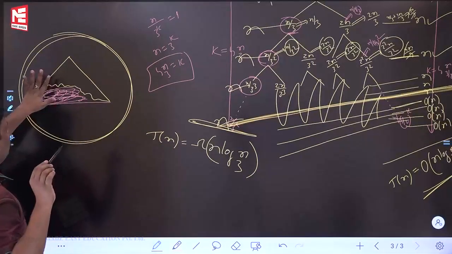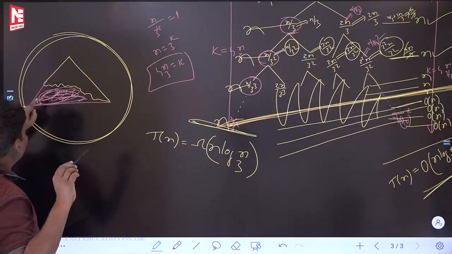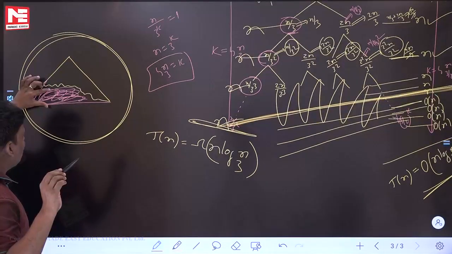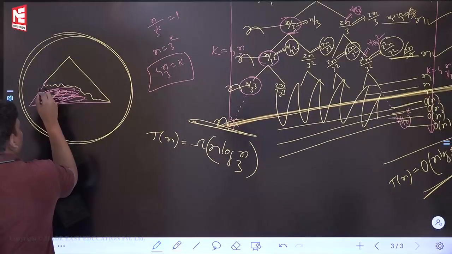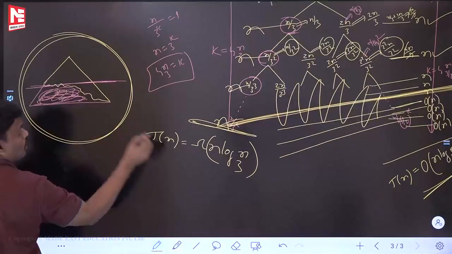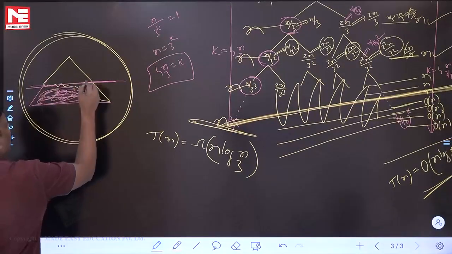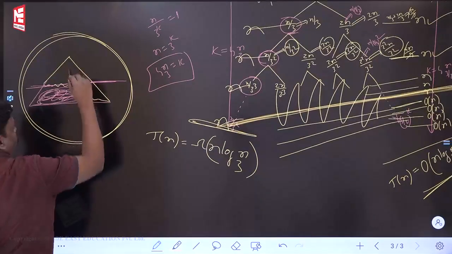So only the yellow color, if you take care of it, that is the actual. If I add this particular red color also to the yellow, this total is called the upper bound. Suppose I cut here itself, this is going to be n log n base 3, the lower bound. This only is the lower bound. This entire thing is the upper bound. Only this yellow color, that is the Tn.